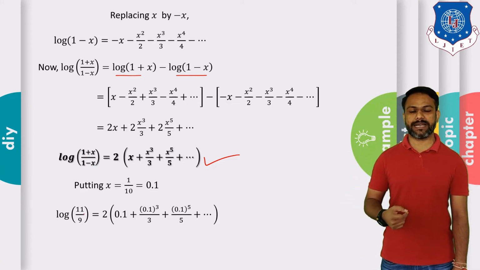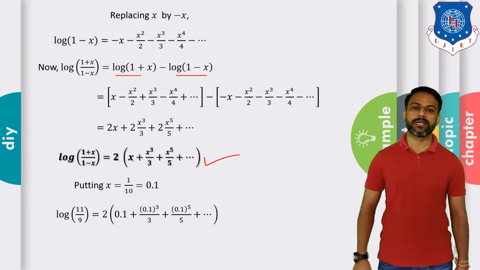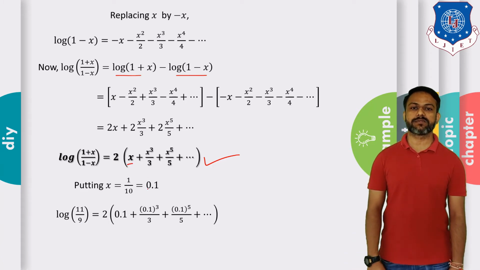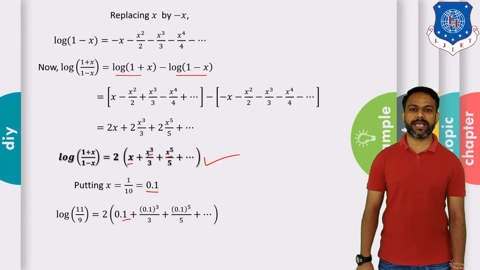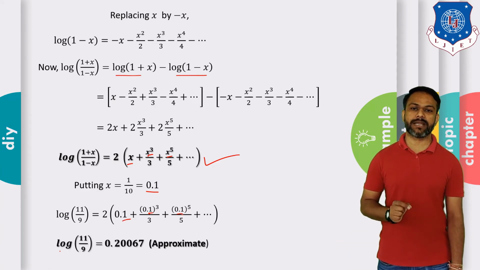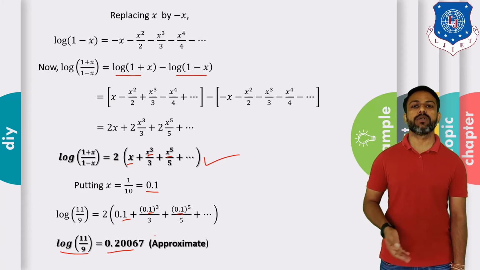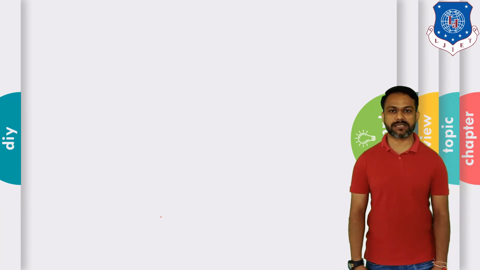By cancelling 10, the left side becomes log of 11 by 9, and on the right side we put the value of x as 0.1. By using a calculator, we have the final approximate value of log of 11 by 9 to the base e, which is 0.20067.